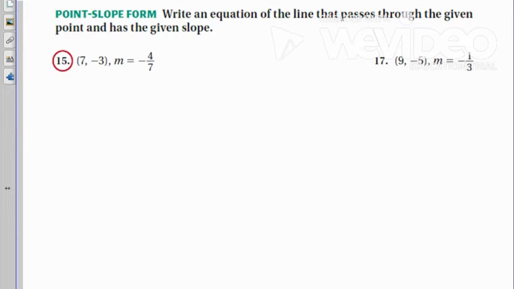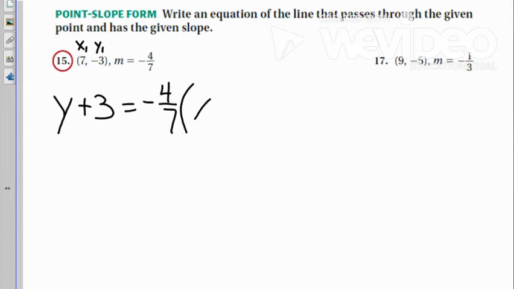So write an equation of a line that passes through the given point and has the given slope. Now notice it says point-slope form, but again, given what we have, we are already going to be writing it in point-slope because we don't have the y-intercept, because none of these points for 15 or 17 have a y-intercept point given. So we know m is negative 4/7. So we have our x1 and our y1 here. So let's start by saying y minus negative 3. But you guys also know that that just means y plus 3. Okay? And that is going to be negative 4/7 times x minus 7.